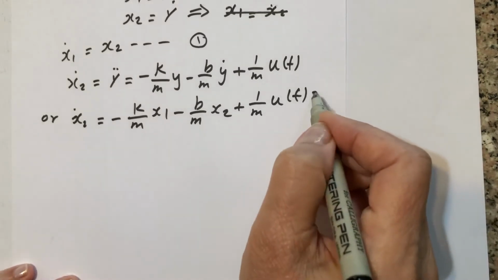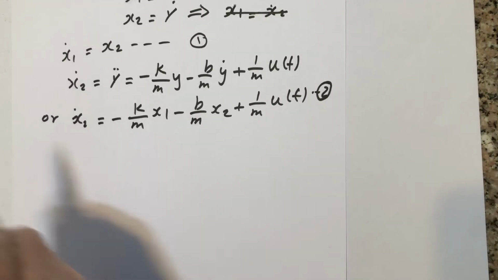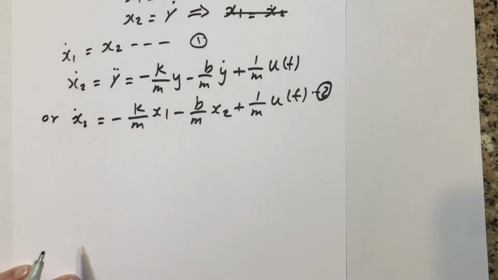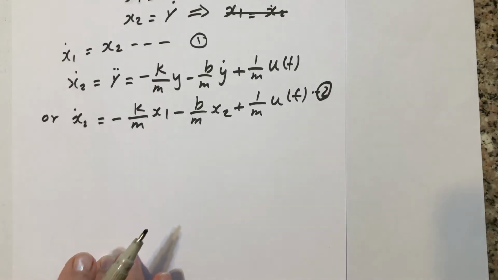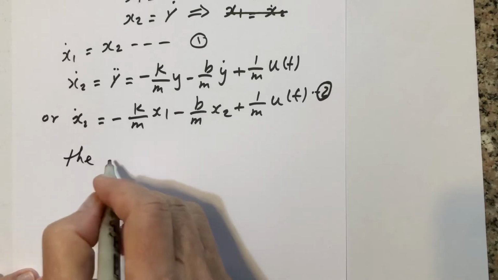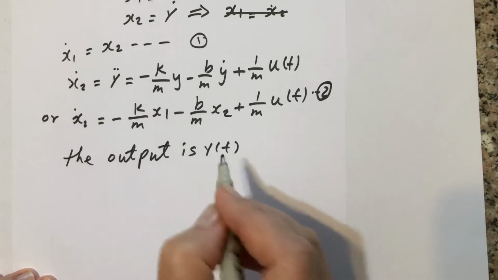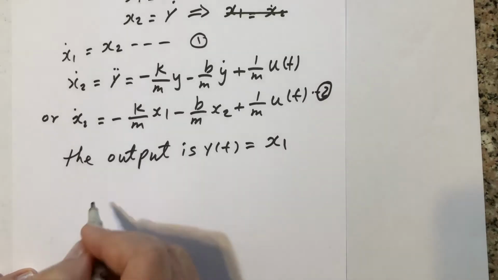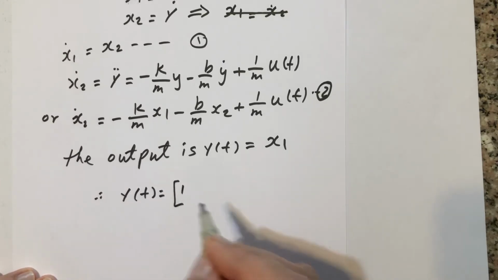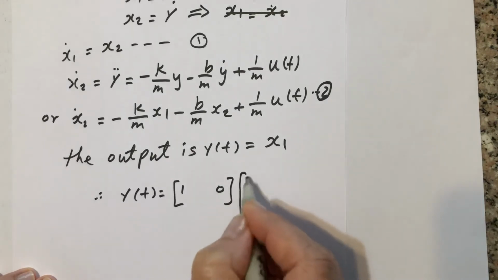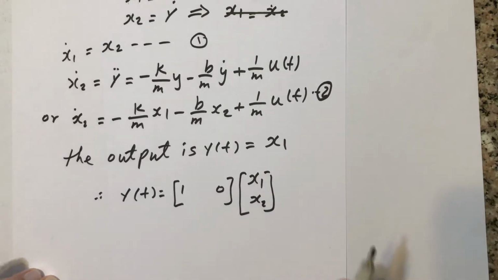So now we have two equations. Sorry, I got to the bottom of the side of the paper. We have two equations, 1 and 2. Now we can put them into the matrix form, to form A, B, C, and D. Okay? The output, let's continue with the output, is y of t. And it's equal to x1. Then y of t equals 1, 0 times x1, x2. This is in a matrix form now.